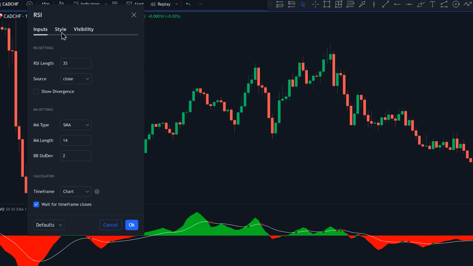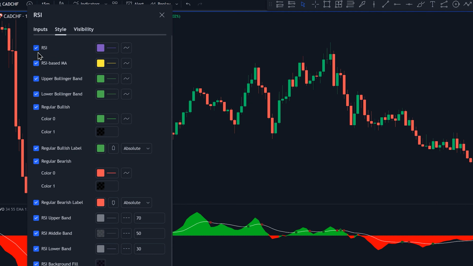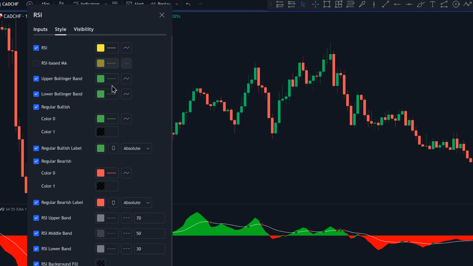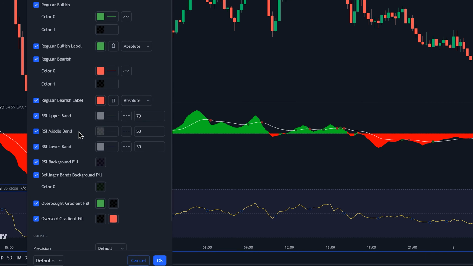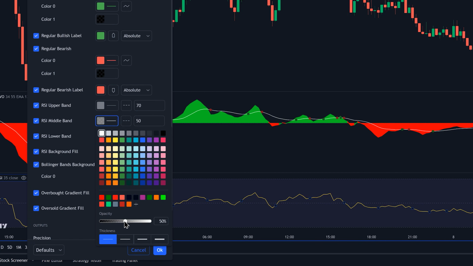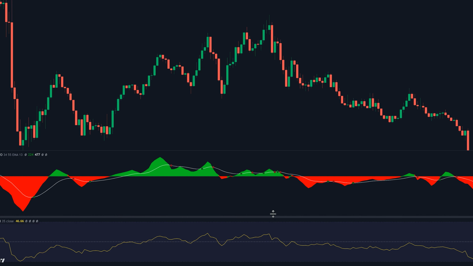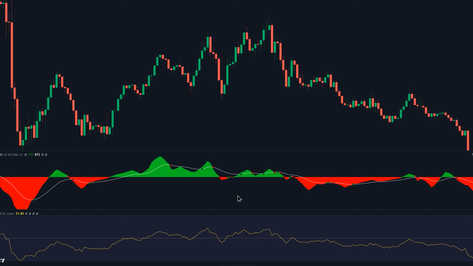And then on the Style tab, we want to disable the RSI-based moving average. Change the RSI color to yellow to make it a bit brighter. We also want to increase the RSI middle band's visibility, so change its color to white. And then drag the opacity slider all the way to 100%. After that, click OK.